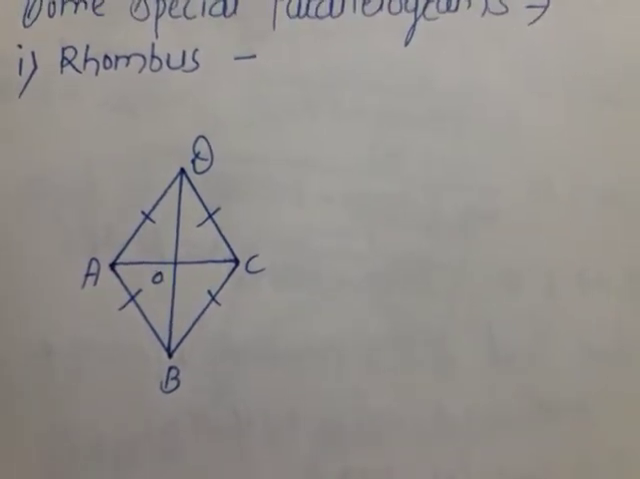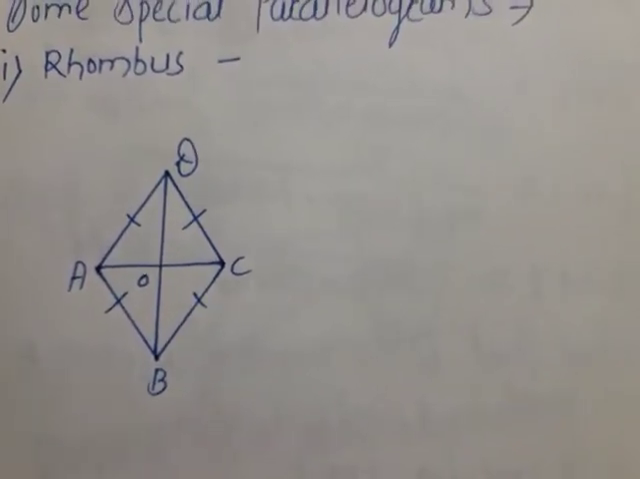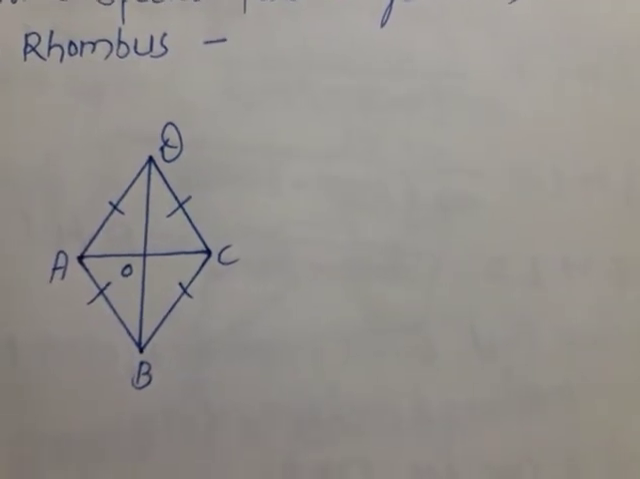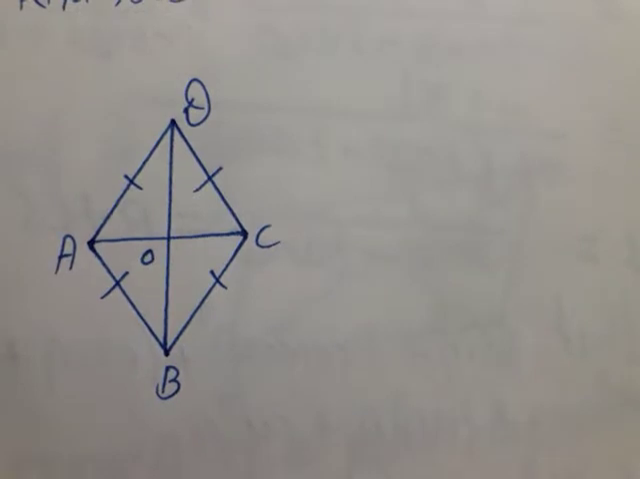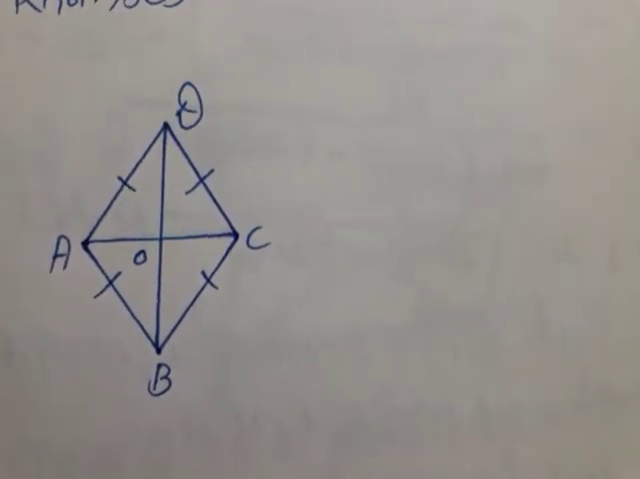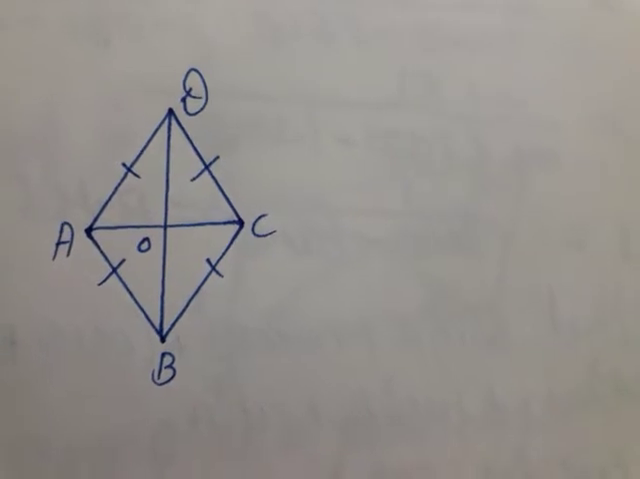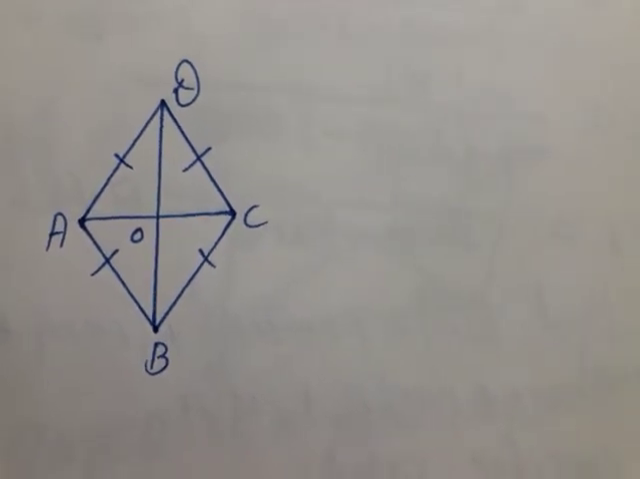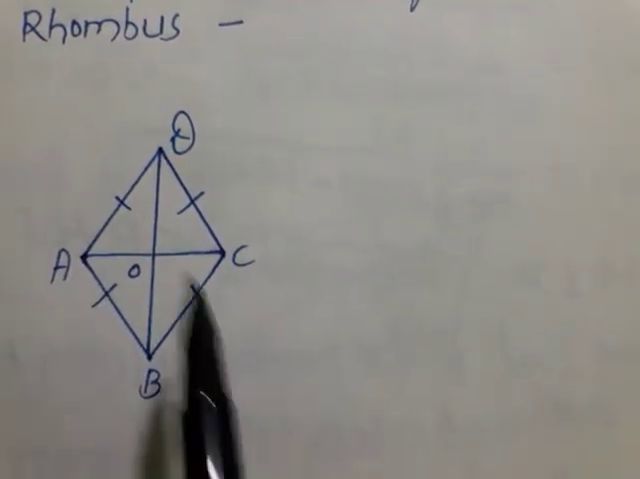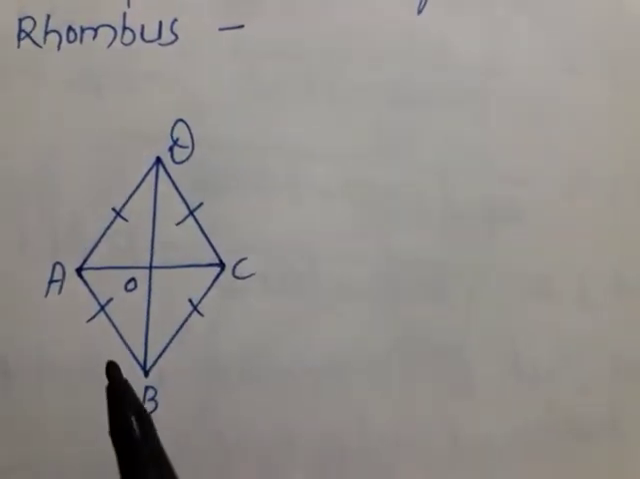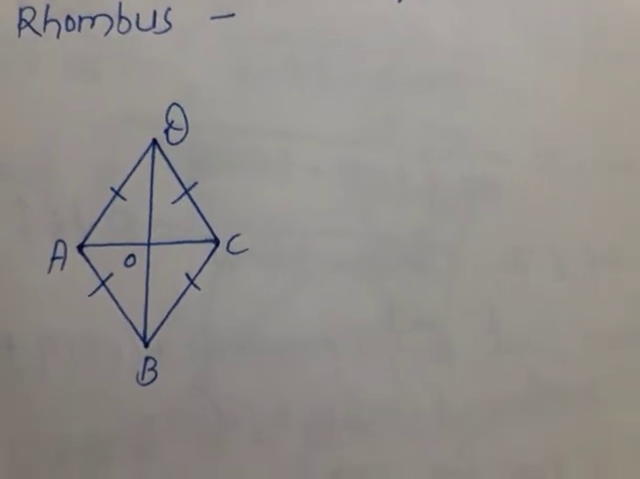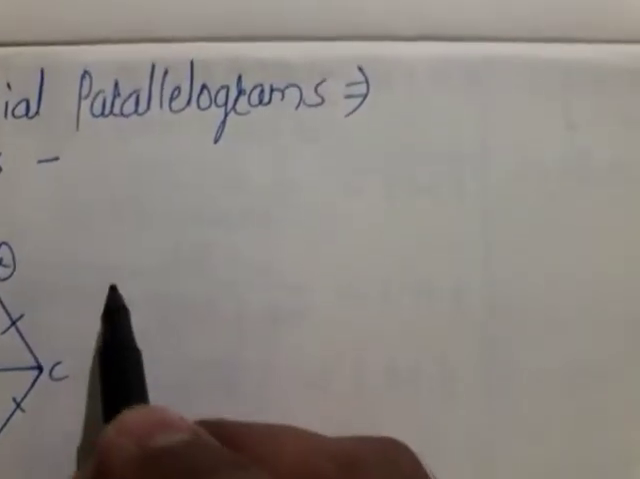Look here, rhombus. What is the first property of a rhombus? All sides are equal in length. If you look at this figure, you will see that I have made special marks on it. It shows that all sides are equal in length, and if you see carefully, opposite sides are parallel to each other, and because of that we get a different property regarding the angles also.